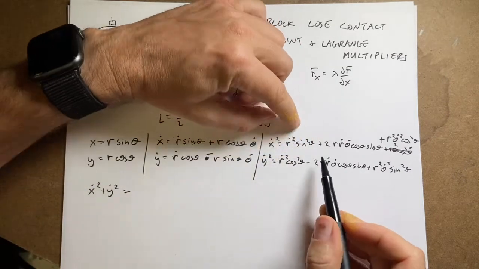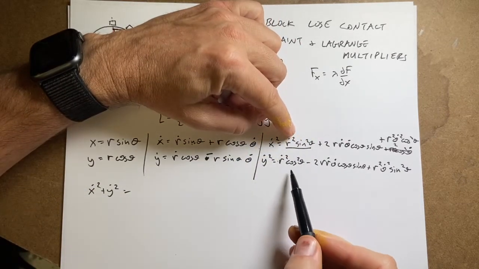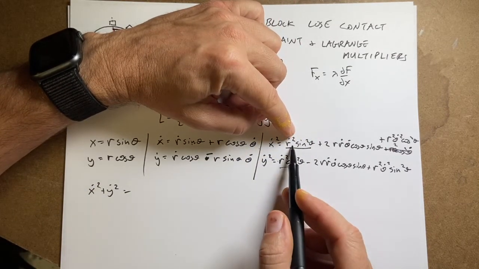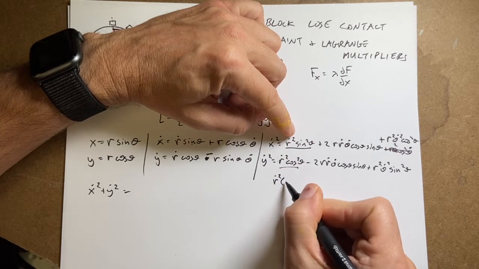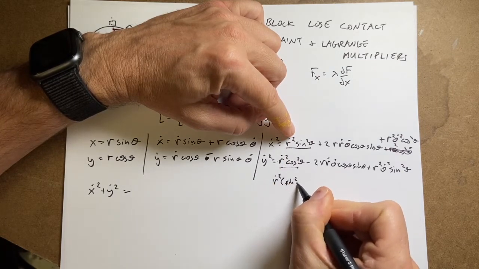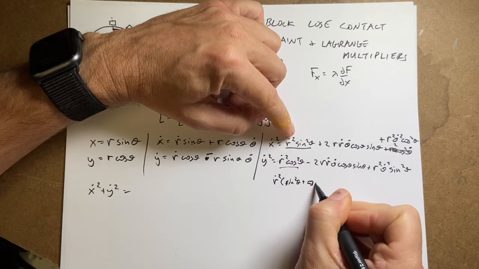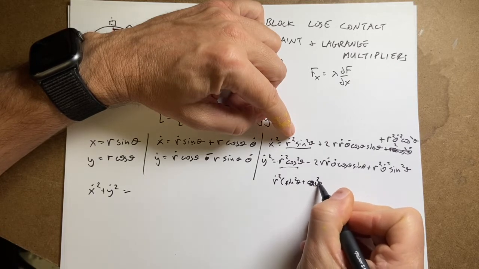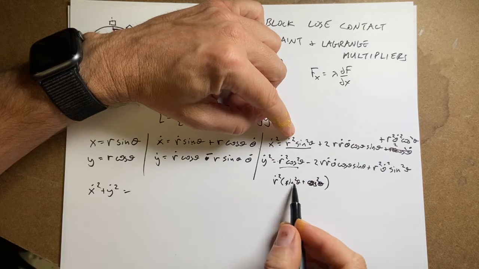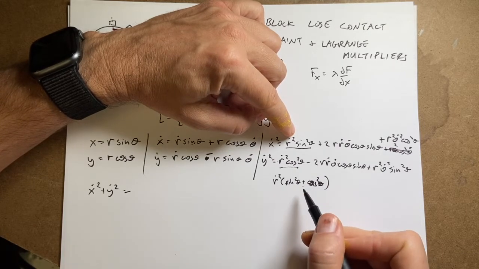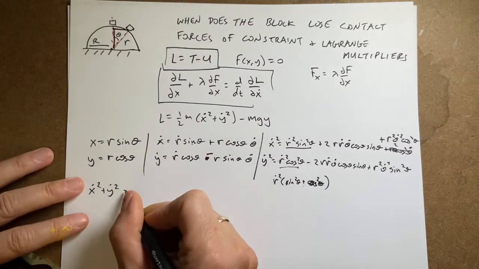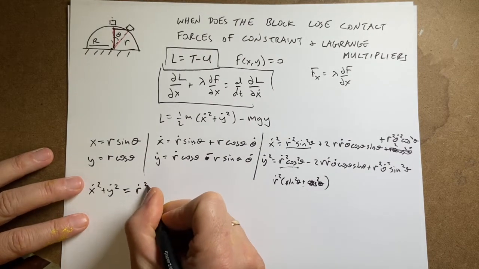Okay, so now I need to get x dot squared plus y dot squared. So let's just do this. So here I have this term plus this term. I can factor out the r dot squared. I get r dot squared times sine squared theta plus cosine squared theta. And sine squared plus cosine squared is 1. Even if you write it terribly messy, it's still 1. Okay, so this is just going to be equal to r dot squared.